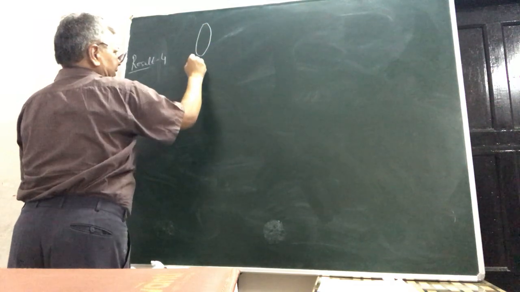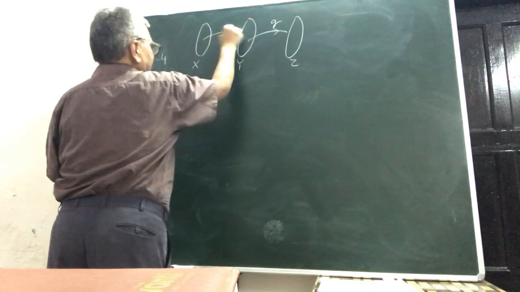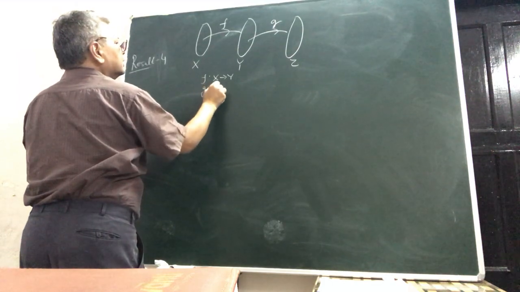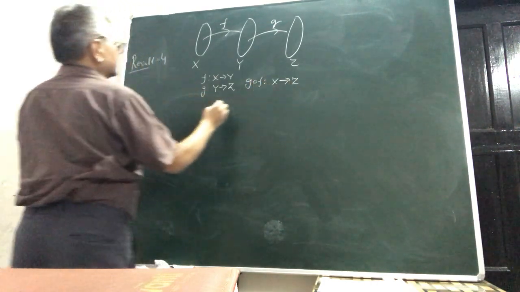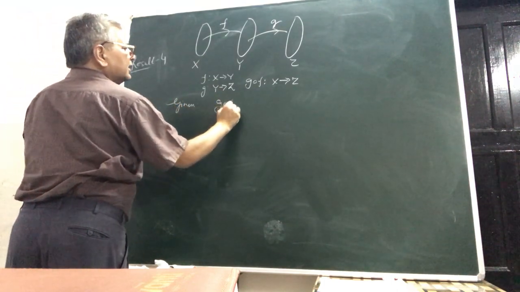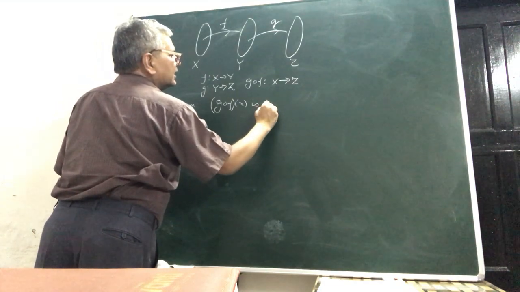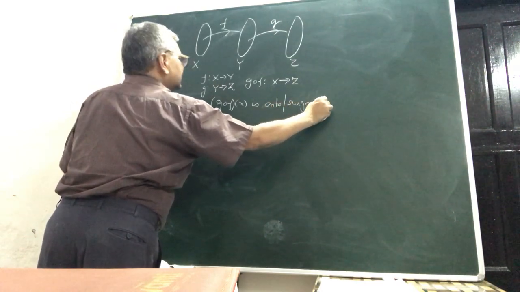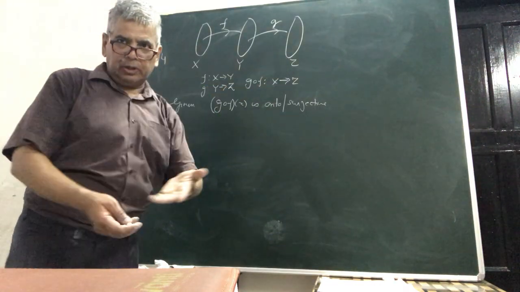Again, let me redraw it. This is my capital X set. This is my capital Y set. This is my capital Z set. G function is defined from Y to Z. F is a function from X to Y as usual. G is a function from Y to Z. And g of f is a function from X to Z. And given is that g of f is onto, surjective, whatever you feel like, you can write. Then we have to tell whether f and g will they be also onto or not.